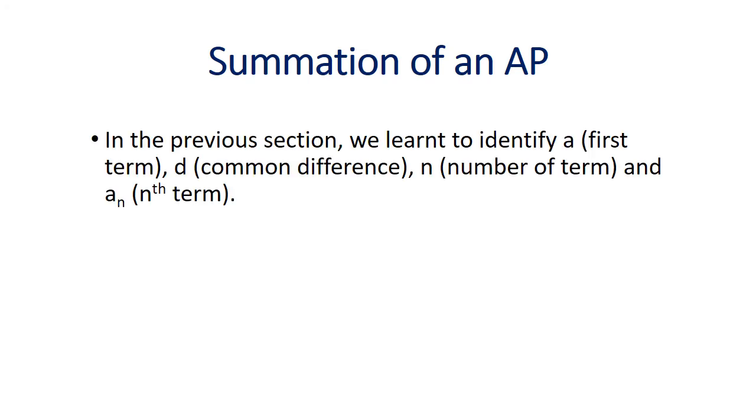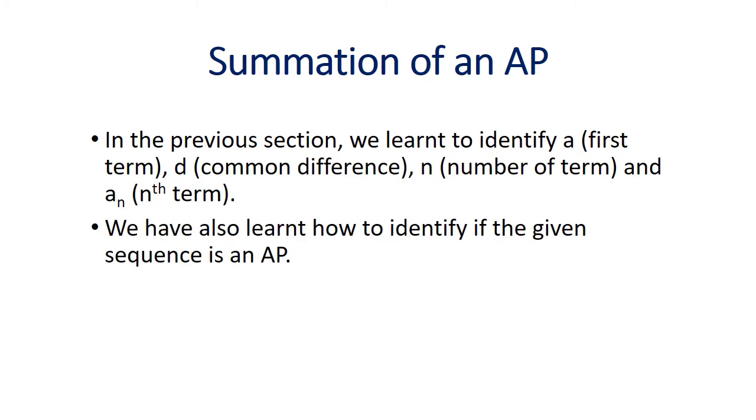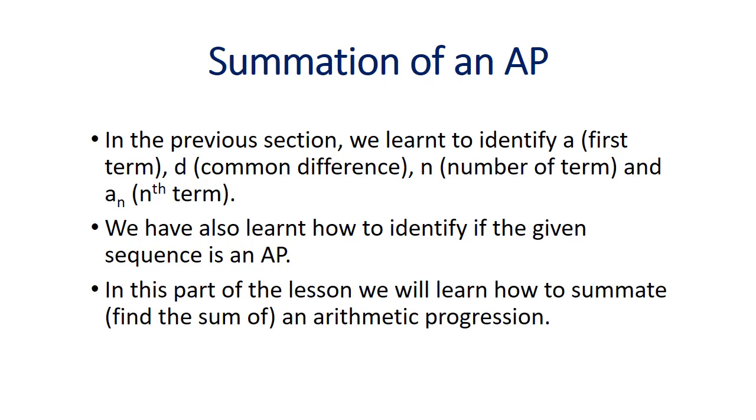In the previous section we learned how to identify a, the first term, d, the common difference, n, the number of terms, and an, the nth term. We also learned how to identify if the given sequence is an AP. If d is always the same, that is, a2 minus a1 is equal to a3 minus a2 is equal to a4 minus a3 is equal to a5 minus a4 and so on, then the given sequence is an AP, otherwise it is not.